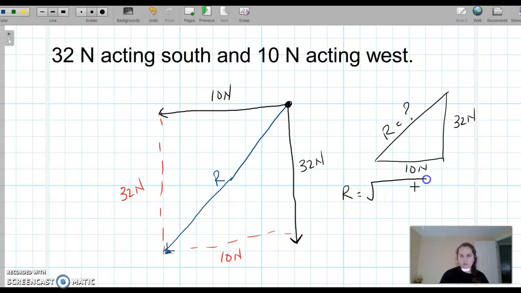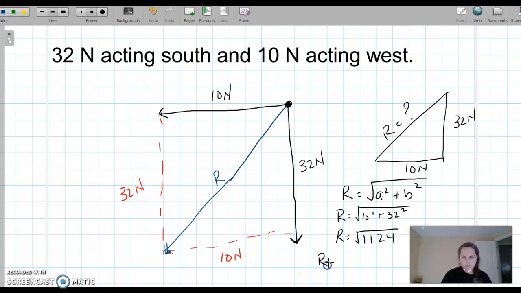So let's go ahead and put that in. So a squared plus b squared. And so r is equal to 10 squared plus 32 squared. So you just break out that calculator and you say 10 squared plus 32 squared. And you get 1,124. So now you just take the square root of that number and you get 33.53 newtons. And again, we are not finished yet.